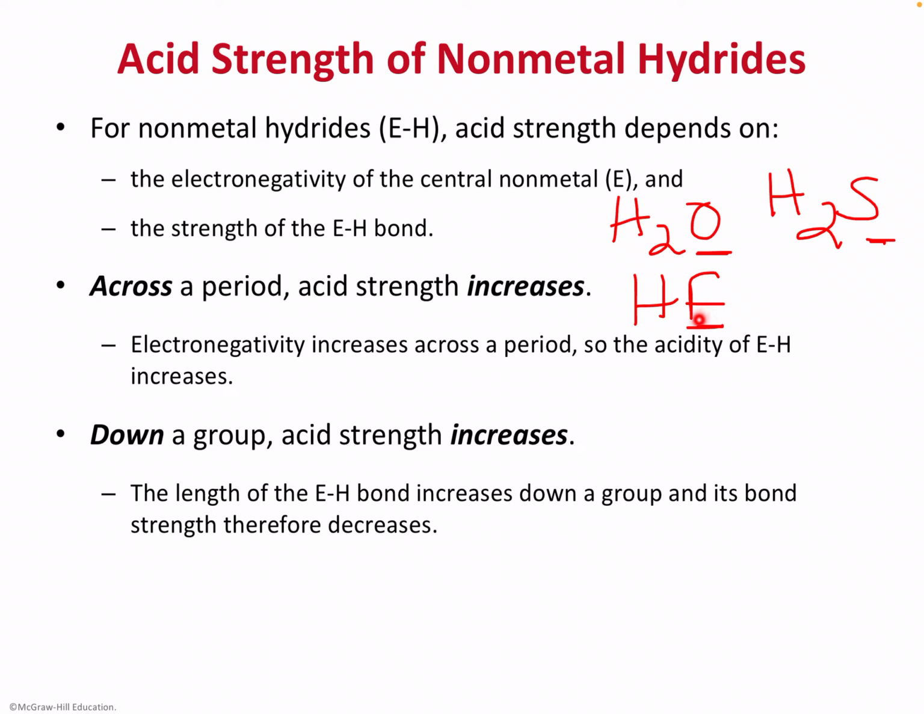It also depends on the strength of the bond between the non-metal and the hydrogen. If it has a very strong bond, it becomes difficult for hydrogen to donate. If you have a weak bond, then the acid strength will increase because it's easy to give away that hydrogen. So across a period, acid strength increases.